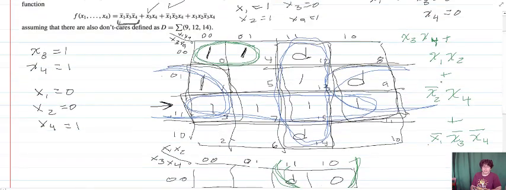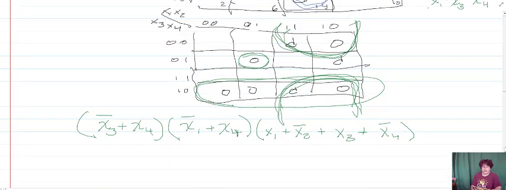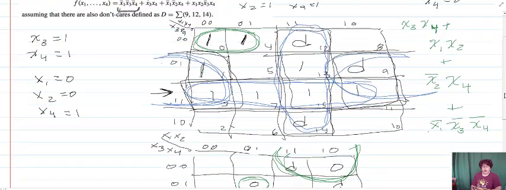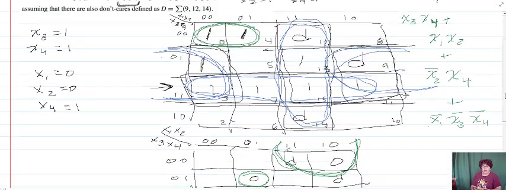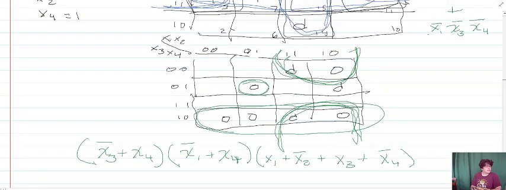And so this was our sum of products, and this was our product of sums. If we wanted to, we could figure out the cost by looking at the number of gates and the number of inputs into those gates. And I will leave that to you as an exercise to figure out the cost of these and which one has the lower cost.